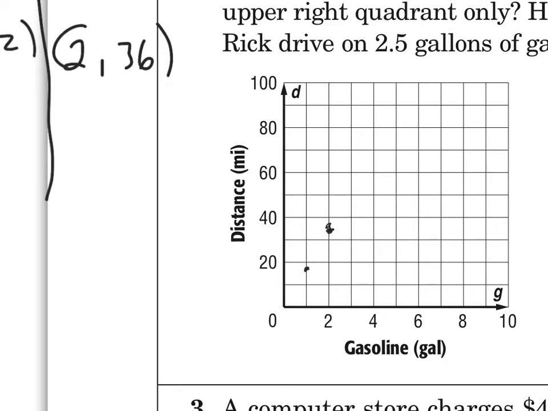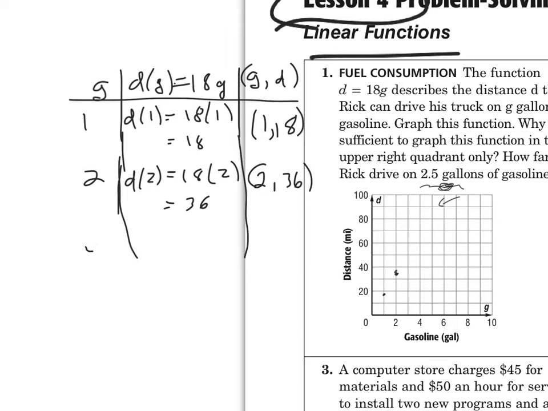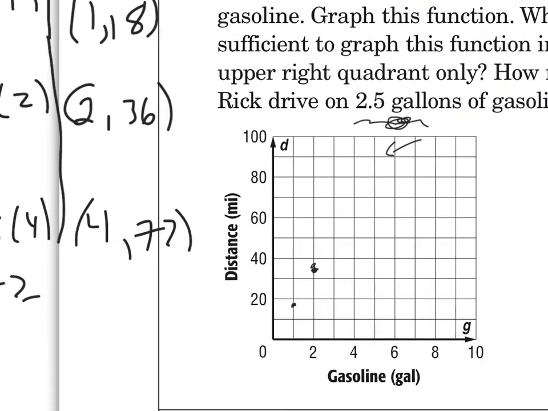It looks as though we're going to be ending up somewhere up in here on the graph. So I'm going to try another point. I want to input 4 because that will tell me a point up over here somewhere on the graph. So let's go ahead and jump to number 4 and skip right over 3. How far we will go on 4 gallons is 18 times 4, which is 72. So when we put in 4, we get 72. That's going to be the point (4, 72), which is right in here. And if we connect these points, we get this line here. That would be the graph of the equation.